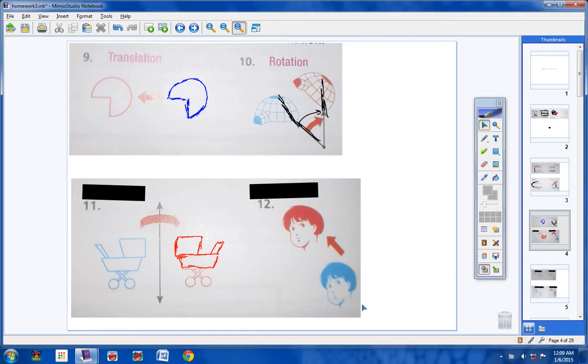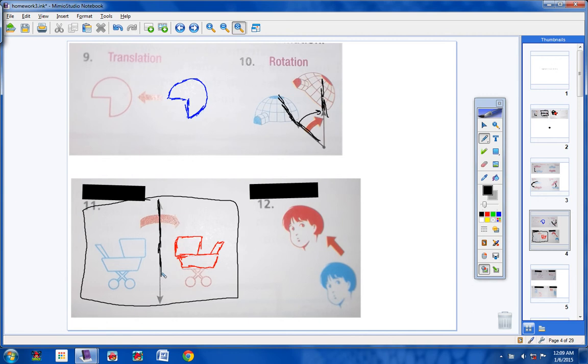Okay, students, let's move on now to number 11. I guess it's pretty obvious here. They actually draw the line for you. But again, if you had these two strollers drawn on a sheet of paper, and you were to fold the sheet right here, this image here, your pre-image, would fall directly on top of your image. So we have a reflection, okay?